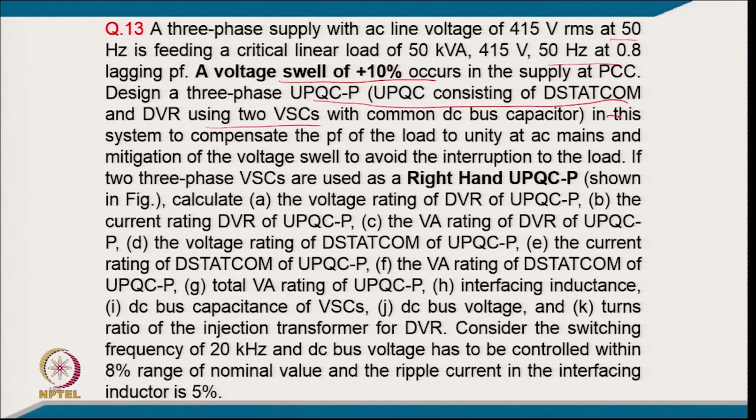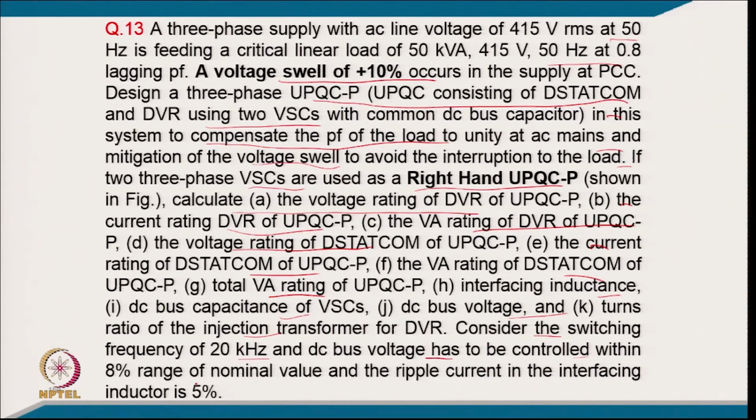The common DC capacitor in this system is to compensate the power factor of the load to unity at the AC mains, and mitigate the voltage swell to avoid interruption of the load. And if the 3-phase PSC are used as a right hand UPQC, calculate the voltage rating of the DVR, current rating of the DVR, voltage rating of the D-STATCOM, current rating of the D-STATCOM, VA rating of the D-STATCOM, and total VA rating of the UPQC, interfacing inductance, DC bus capacitance, DC bus voltage, and transfer ratio of the injection transformer. Consider a switching frequency of 20 kilohertz.